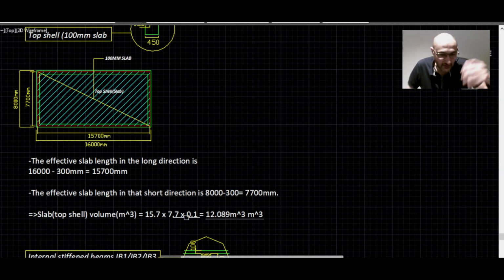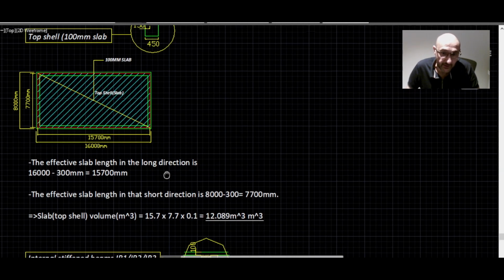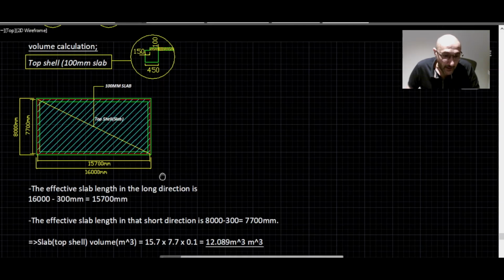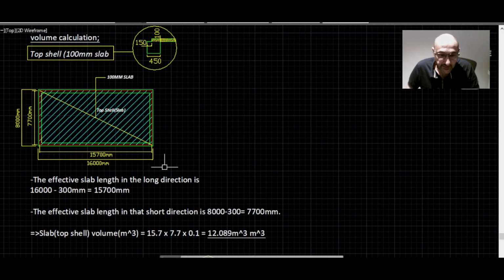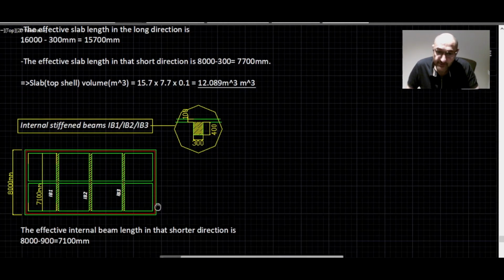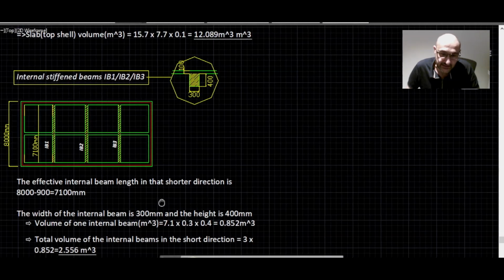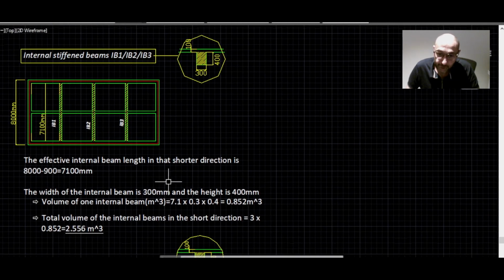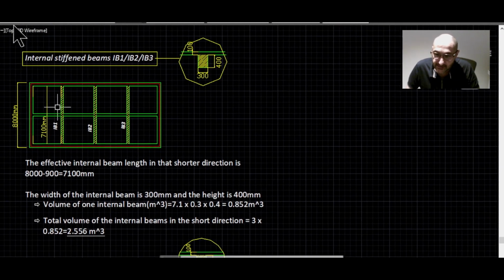And generally, the slab shell gives us the most volume in respect to the entire slab, that we get the most amount of volume out of that. All right, the internal stiffening beams, IB1, IB2, and IB3. Look, it is always good to number them so that we don't make any mistakes in our calculations. Now these hatched areas here.